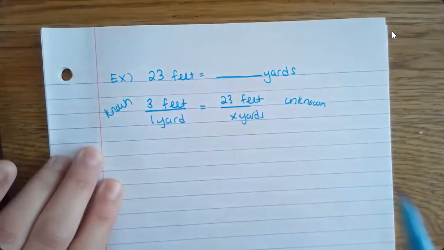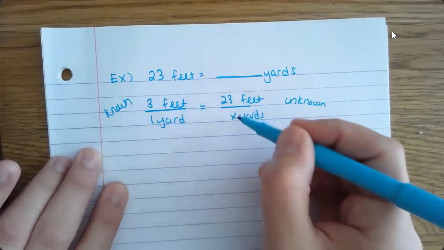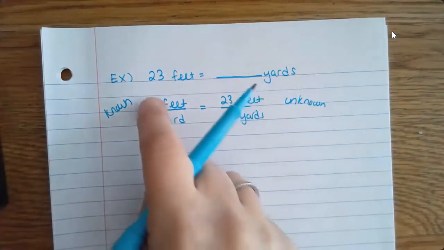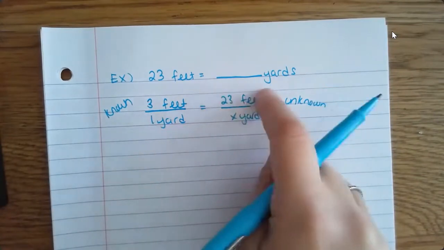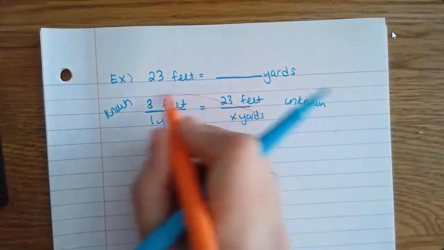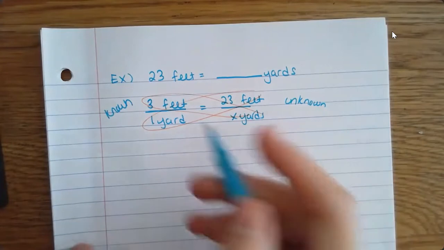Now remember, it doesn't matter if you put yards on top and feet on the bottom, as long as you do the same thing on the other side as well. So if you set yours up a little bit differently, you did 1 yard to 3 feet, that's fine. On the other side, you'd have X yards to 23 feet. And what happens is when you cross multiply, it's all going to work itself out. So as long as you're consistent, then it's perfectly fine.